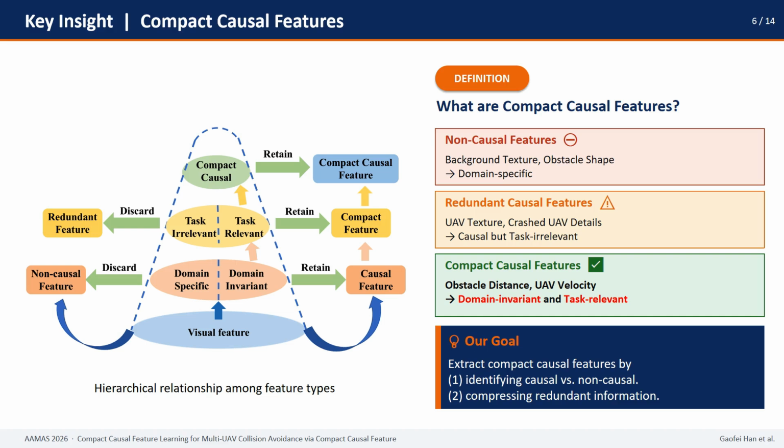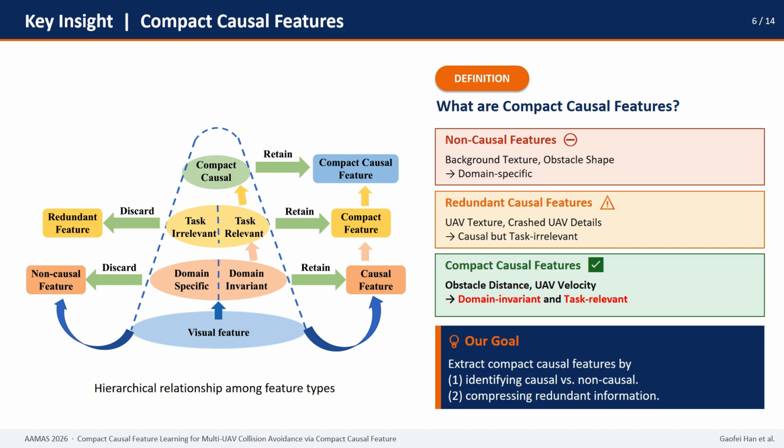This naturally leads to our key insight. We organize visual features into 3 layers, shown in this figure. Using a UV obstacle avoidance task as an example, the outer ring contains non-causal features such as background texture and obstacle shape. They are environment-specific and do not transfer. Inside the causal ring there are still redundant features. For example, UV texture or details of crashed UVs, which are causal but irrelevant to the avoidance decision. What we really want are the compact causal features, such as obstacle distance and UV velocity.